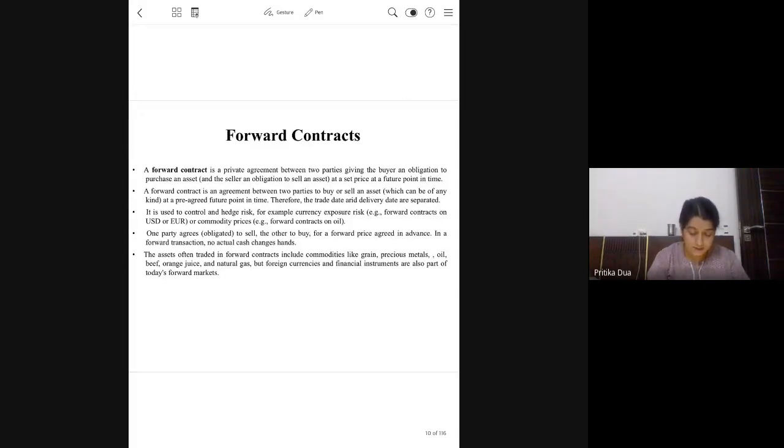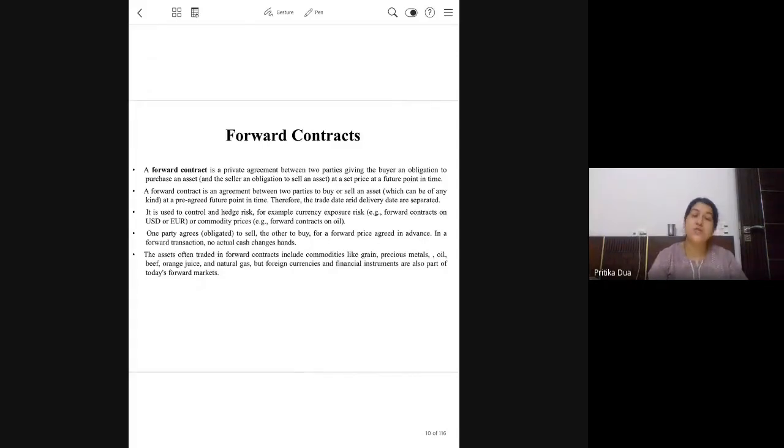I think there's a typing mistake here. Trade date and delivery date are separated. You are entering into a trade today, and say this forward contract will settle in the next 90 days, at the end of 90 days. Okay. So that is, again, it can be 92 days also, 95 also. It can stretch up to a number of years also. Okay. So again, at the disposal of the parties involved, it is used to control and hedge risk.